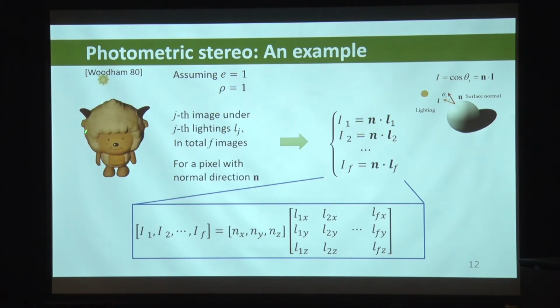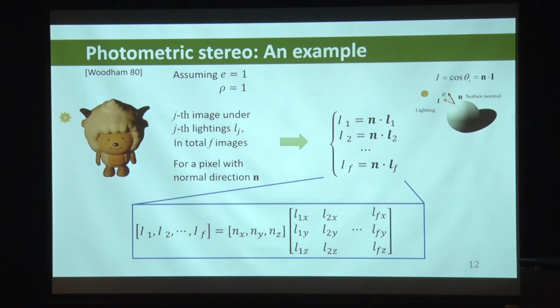Then you can observe how the shadings and image intensities vary under different lighting conditions. For each pixel, its intensity under the first lighting is I1 equals n dot L1. In total we have f different lightings, so we have n dot Lf. We can also expand them to the vector form.